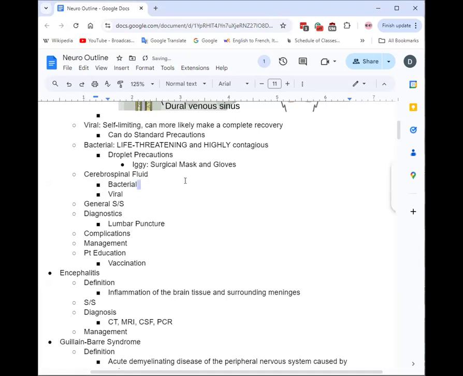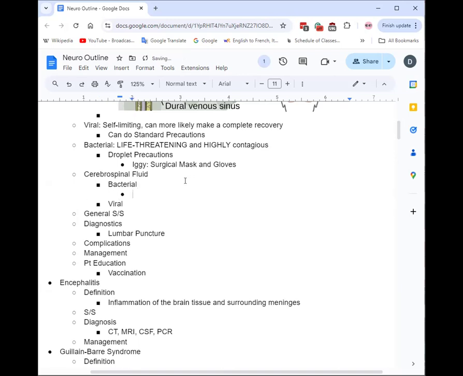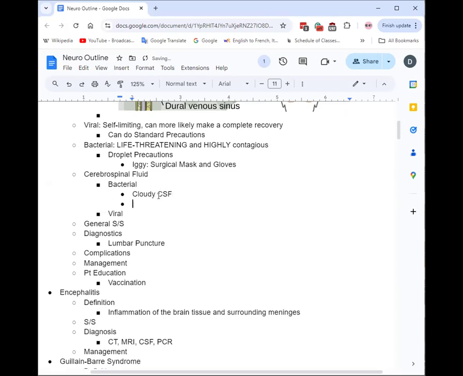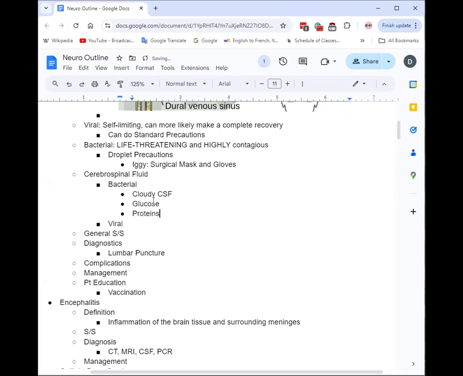What you should be able to know are the main key differences between viral and bacterial that you can get from your lumbar puncture or from just looking at it. So with bacterial, what are some things you'll encounter? Yeah, the cerebral spinal fluid will be cloudy. What about actual analysis of your cerebral spinal fluid? They usually look at glucose as well as the proteins. How would that look? Yeah, it's going to be a low glucose.